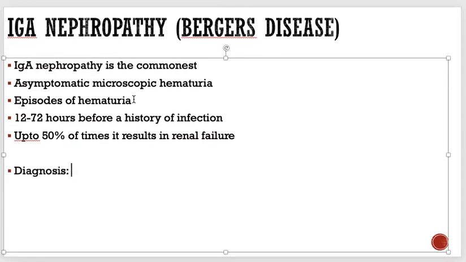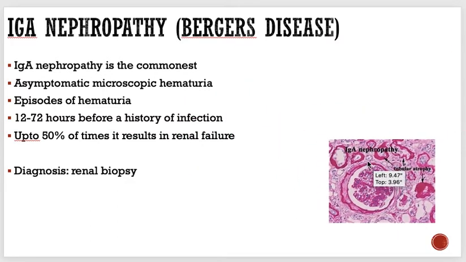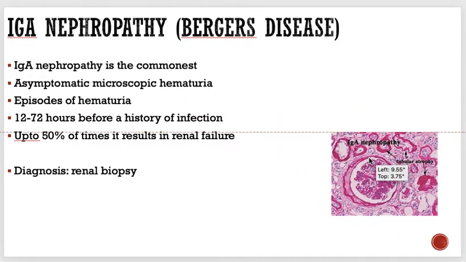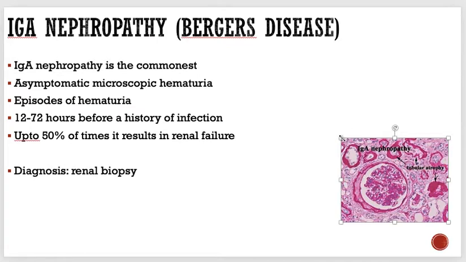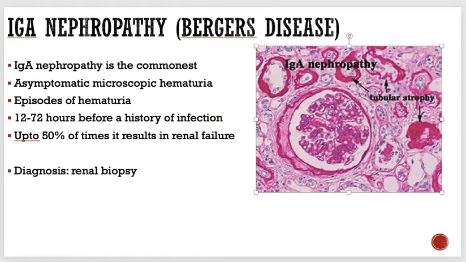Diagnosis is simply done by renal biopsy. Okay, and basically what we find is IgA deposition in the mesangium. What we find is IgA deposition in the mesangium. I can show you one more photograph.